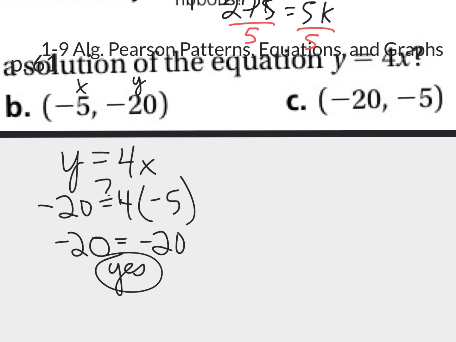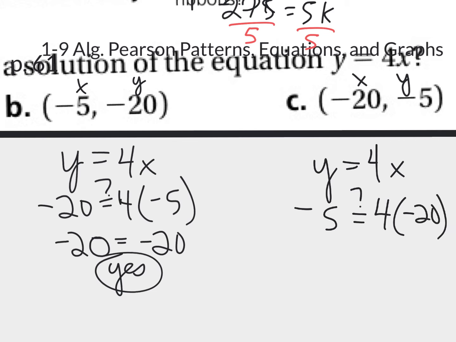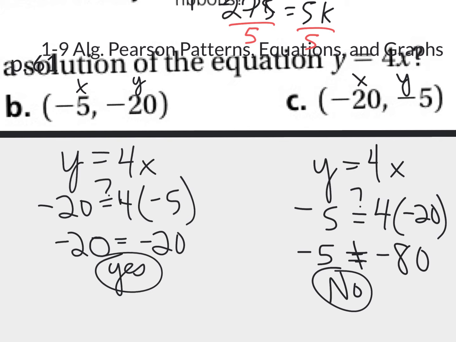And then part C, same idea. So for this one, starting with our equation again, negative 5 for y, negative 20 for x. That'll be negative 80. Negative 80 is not equal to negative 5, so that is not a solution of that equation.